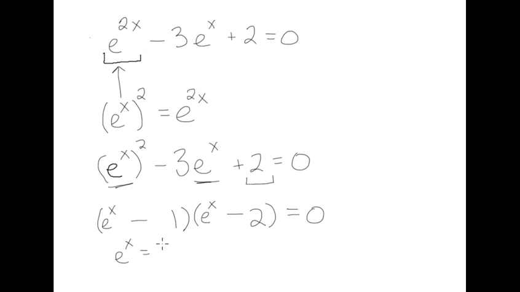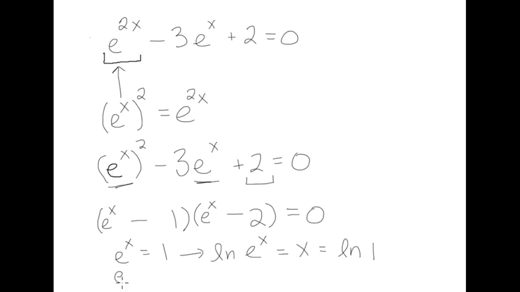So in other words, this equation has two different roots, one where e to the x is equal to 1. So we would use the natural log to get the x by itself, and we need to apply the natural log to the other side of that equation so that we get that x is equal to the natural log of 1.